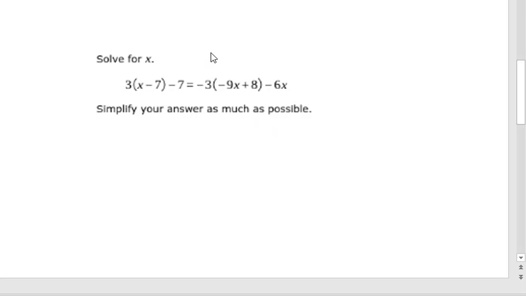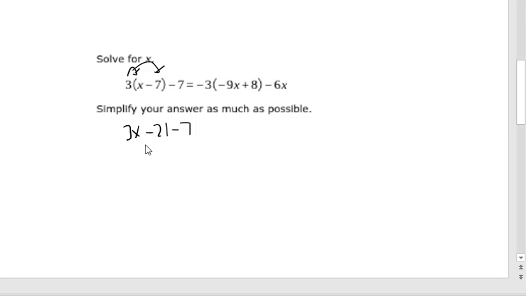Okay, so for this first one that you sent me, the very first thing that you want to do is simplify this equation. So you're going to distribute the 3 to both of these terms. 3 times x is 3x. 3 times negative 7 is negative 21. And then you're going to subtract 7.